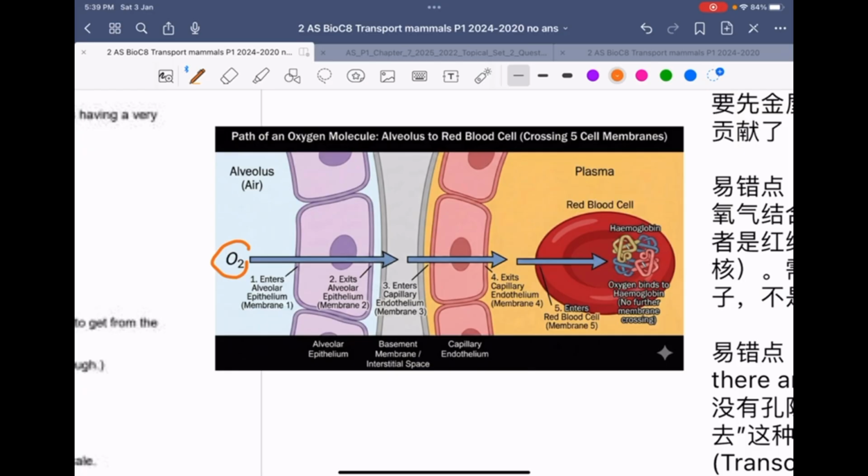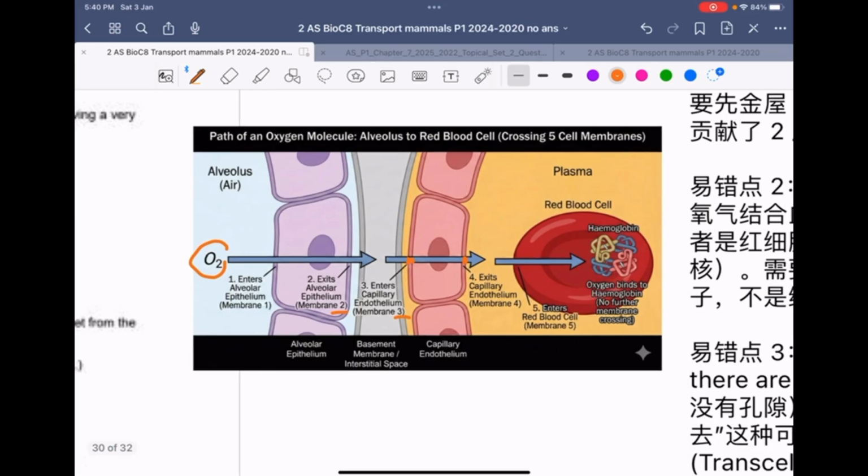So remember that this is the alveolus, and then there will be a thin layer lining the alveolus. So this is the first membrane. So they enter the alveolus epithelium, which is the first membrane, and then they exit from the epithelium to the outside. So that will be the second membrane. And then they will enter into the capillary endothelium, which is the third membrane. And then they exit through the capillary endothelium. So this is another membrane.